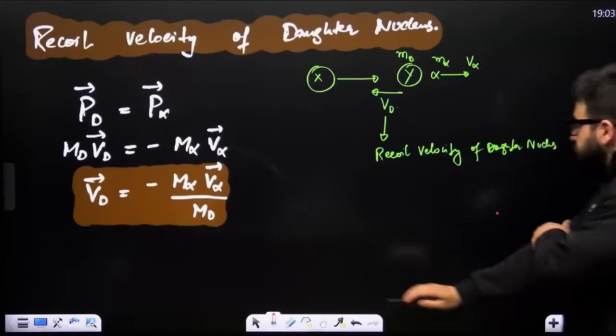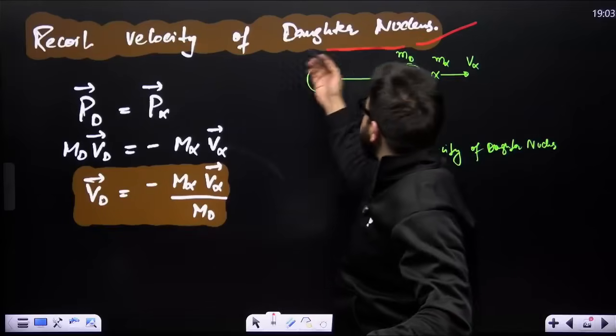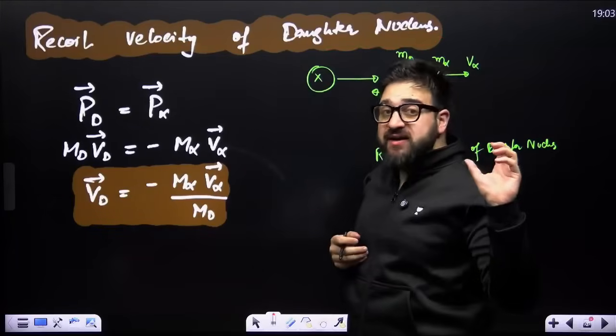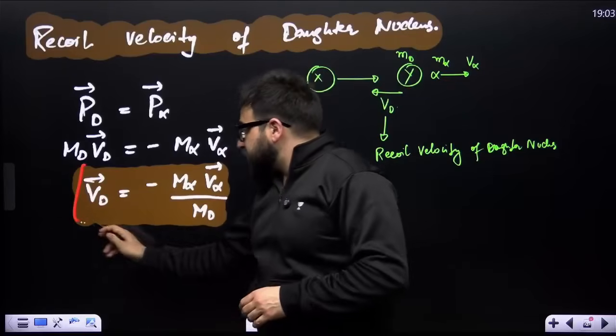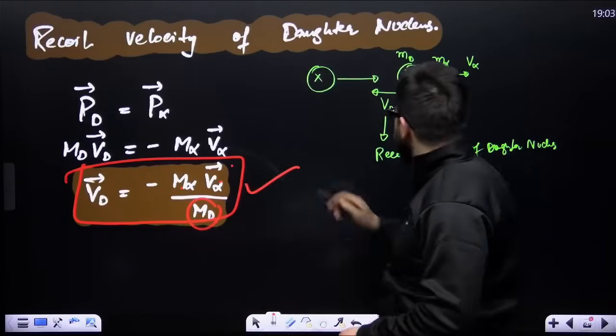Okay. One more important thing over here: recoil velocity of the daughter nucleus. When alpha decay takes place, when an alpha particle comes out, what is the velocity of the daughter nucleus? Recoil velocity is mass of alpha times velocity of alpha divided by mass of the daughter nucleus. You can keep it like this.